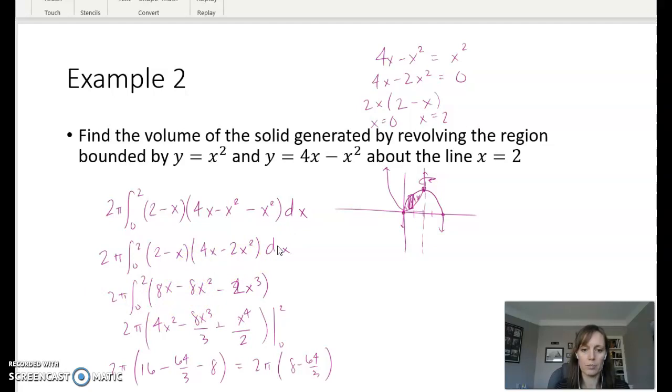I'm sorry, this should be plus, plus, and plus. So this should be 24, which makes a lot more sense, so I don't have a negative volume. So 24 minus 64 over 3 is going to give me, what was that, 72 over 3 minus 64 is 8 over 3, so 16 pi over 3 is the volume for that one.